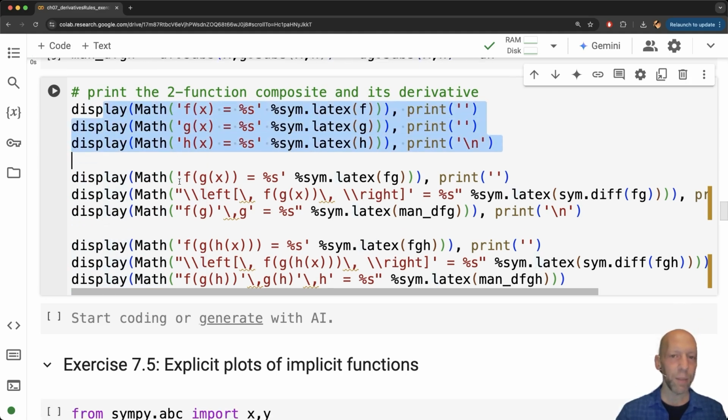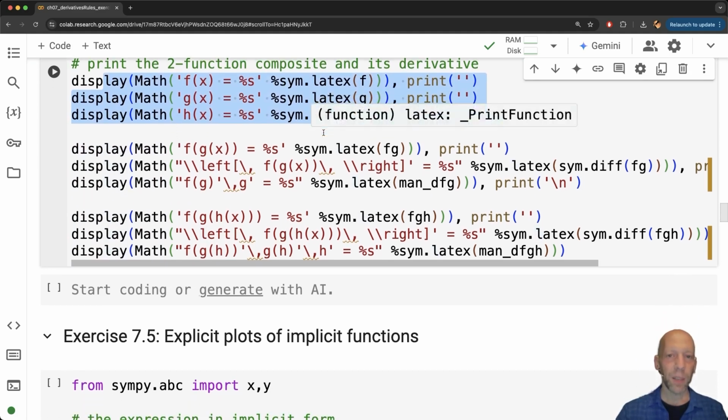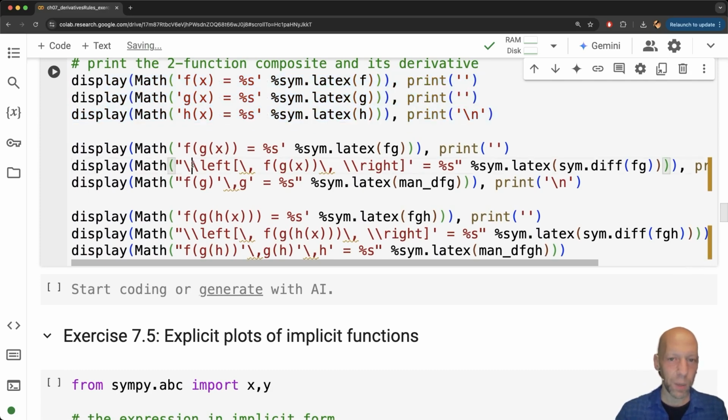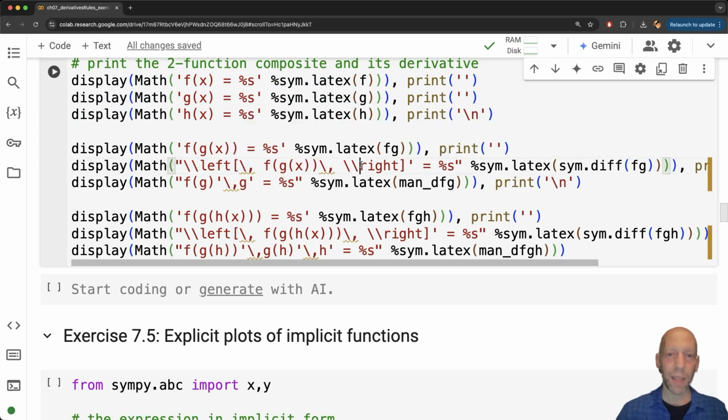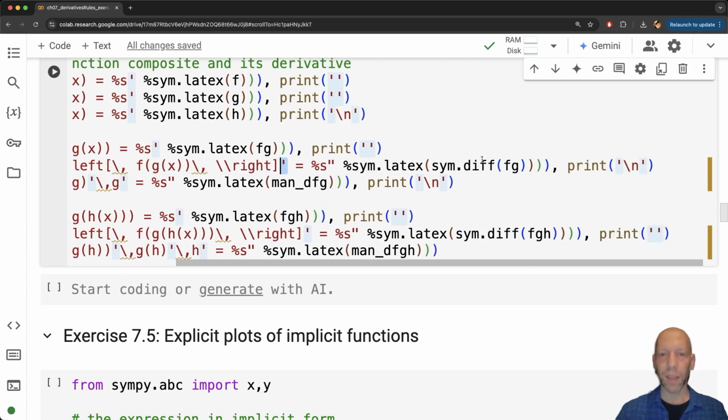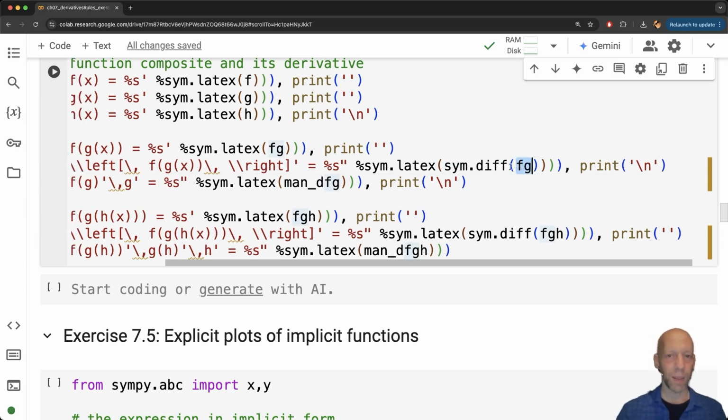I'm just showing all the individual functions. And here, the main thing to notice is that this \left is to get a dynamically sized bracket on the left, and that goes with this one on the right. So f of g of x, and then differentiate that, and that is sym.diff of f times g. So this is the variable that I created in the previous cell.